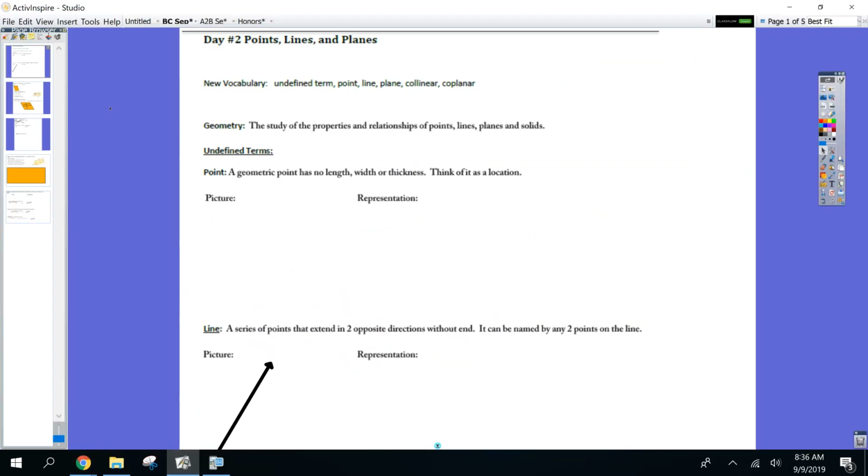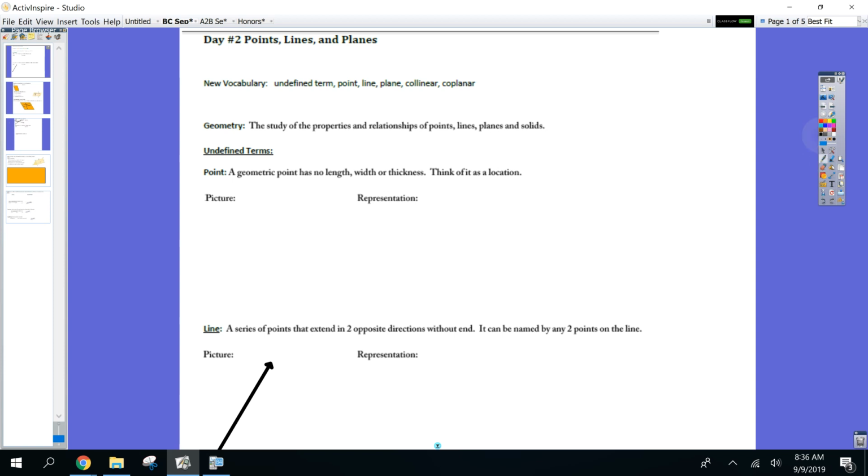First definition for today is a point. I really don't know how to define that for you. That's the best I could have. It's got no thickness, width, or length. It's just kind of there. You've seen a point before, I'm sure.